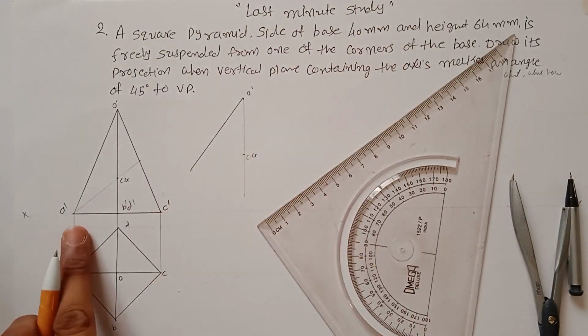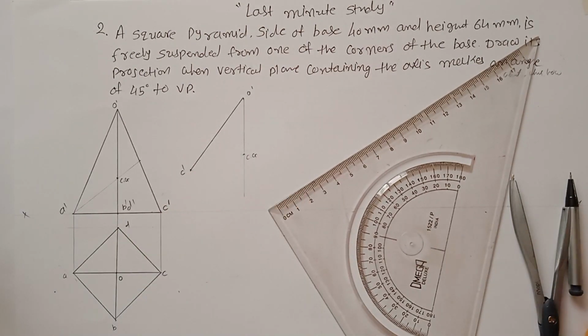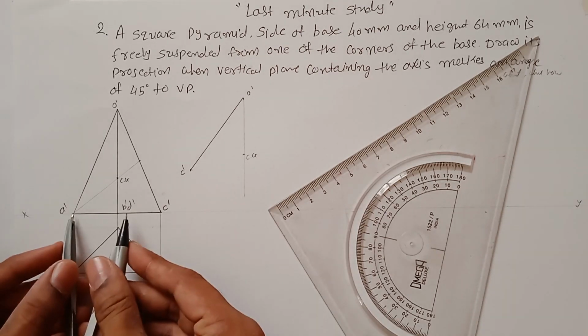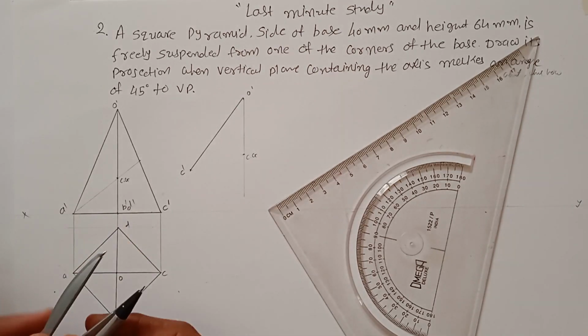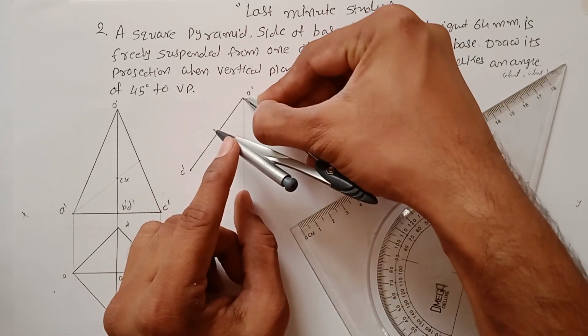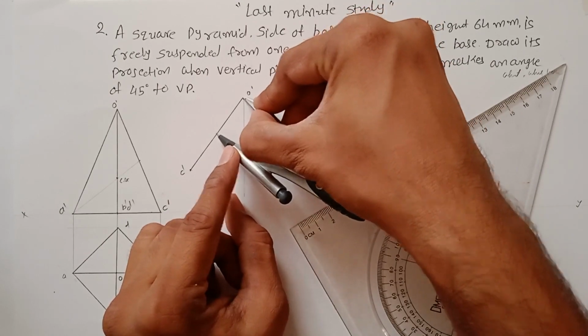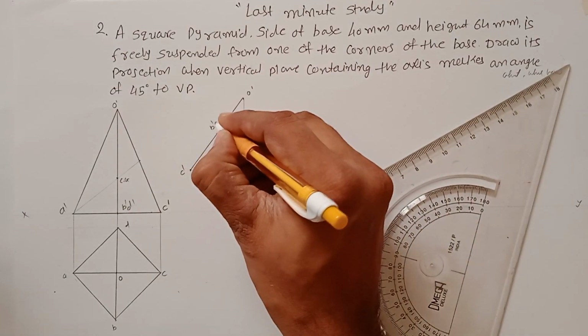So this line is this. So this point is C dash. Now you have to find out a center point. So from A dash, it's this B dash D dash. So B dash D dash.